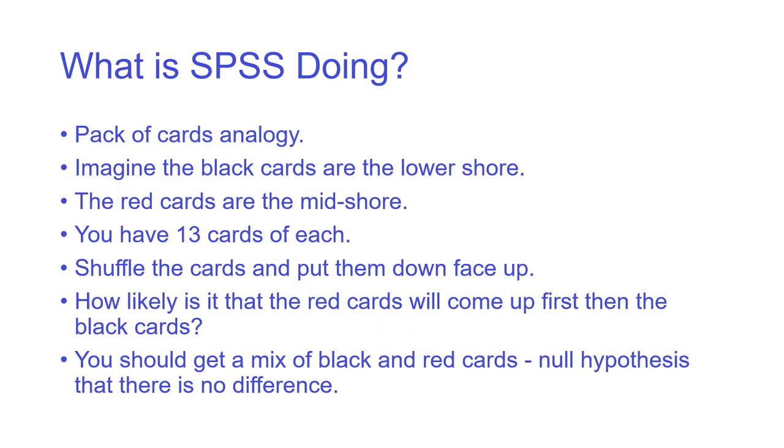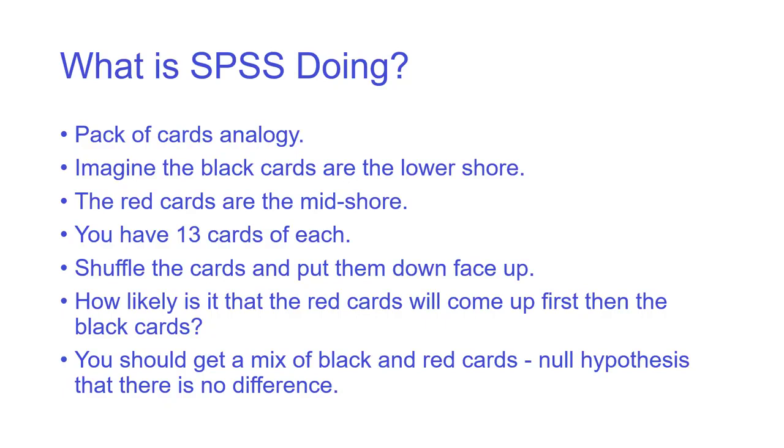Another way of thinking about it is a pack of cards analogy. Imagine the black cards are the lower shore and the red cards are the mid shore. You have 13 cards of each. Shuffle the cards and place them face up. How likely is it that the 13 red cards come up first and then the 13 black cards, in terms of order of them coming out of the pack?